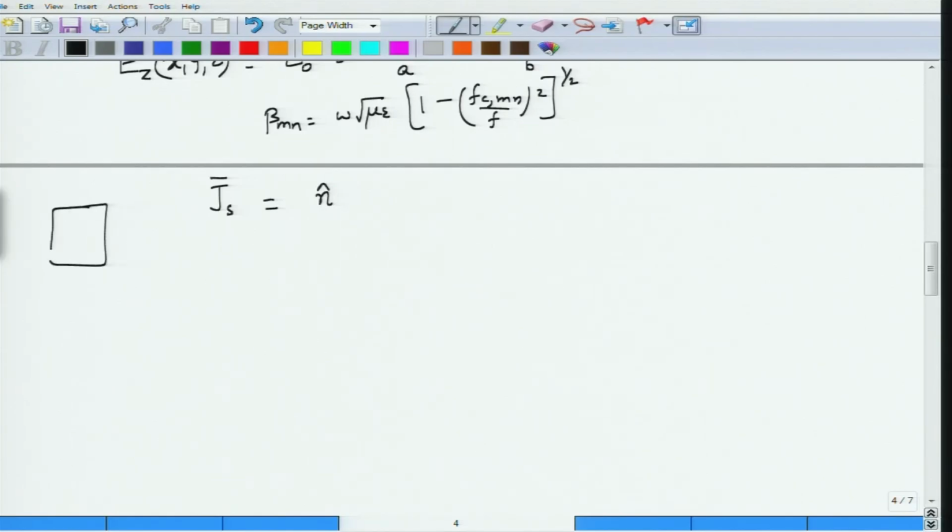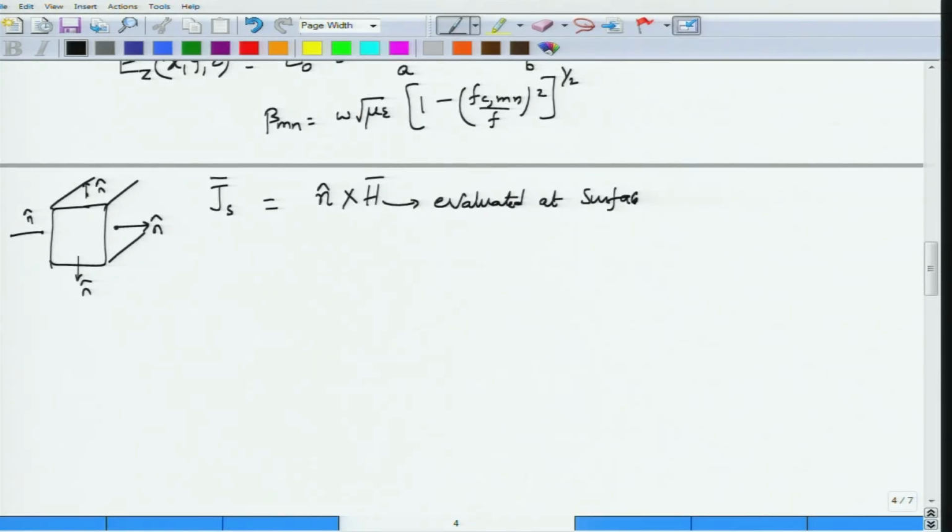So for example, this is my waveguide wall, right? If I point N hat outside of the wall, at this point also outside of the wall, here also outside of the wall, and here also outside of the wall, then I can write down the surface current density Js as N cross H. N cross whatever the H that we had applied, and of course this H must be evaluated at the surface.